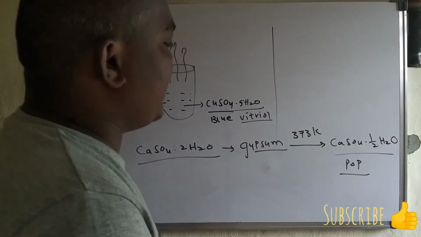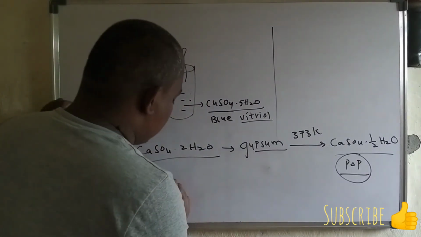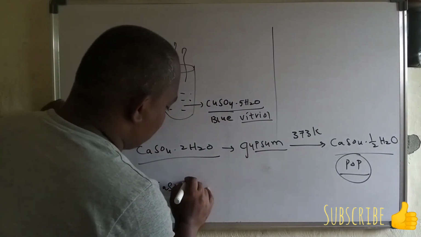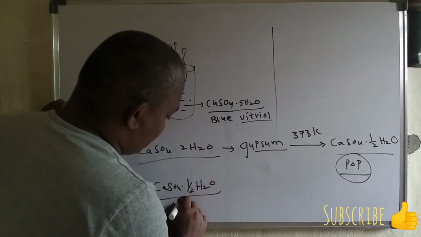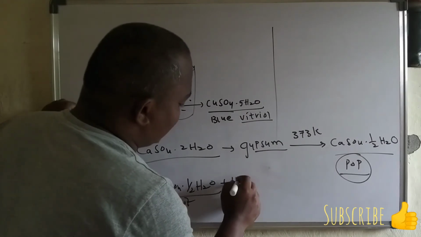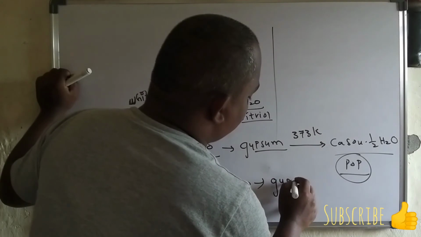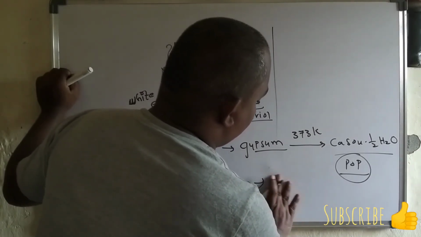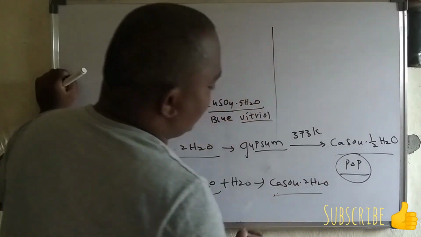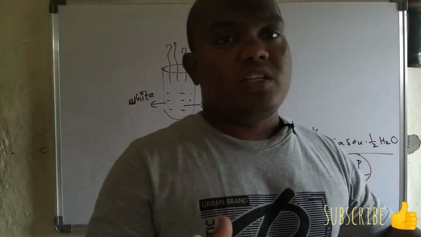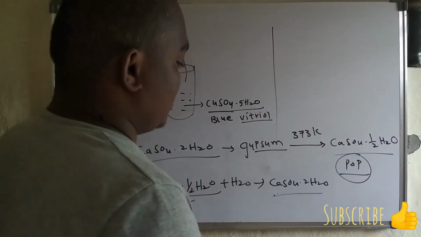What is happening? How does it become very strong? Plaster of Paris, calcium sulfate with half water molecule, is a white color powder. When water is added again, it is converted finally back into gypsum, that is calcium sulfate along with two water molecules, and it gives a smooth finishing and becomes a hard substance.